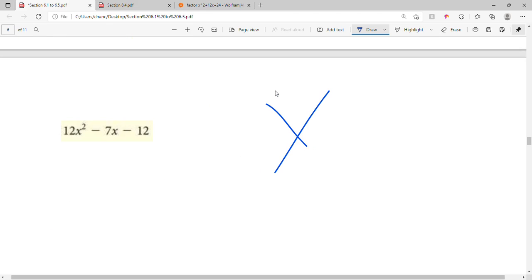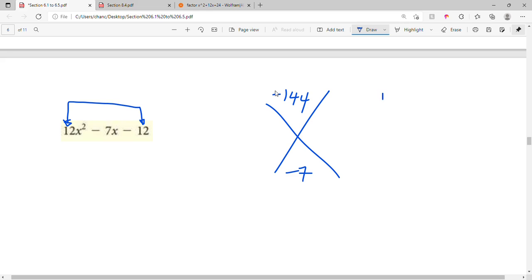Let's try this one together. Again, this is the AC method because we have a leading coefficient that is not a 1. 12 times negative 12, that's negative 144. On the bottom is negative 7. So we need two numbers that multiply to get negative 144 but add up to get a negative 7.